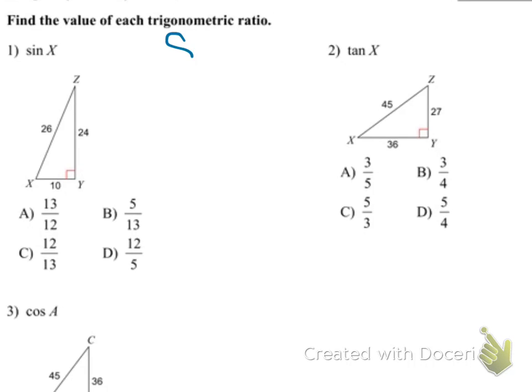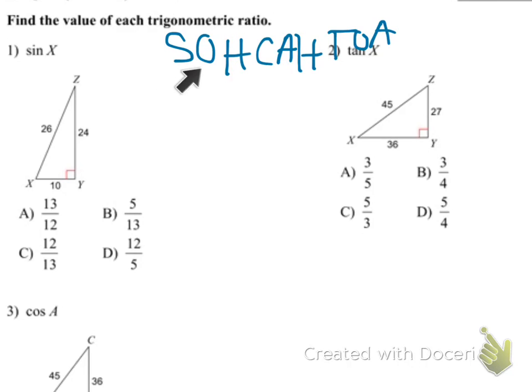So if you write SOH CAH TOA on the top of here, that will help you out. This means sine is opposite over hypotenuse, cosine is adjacent over hypotenuse, and tangent is opposite over adjacent.